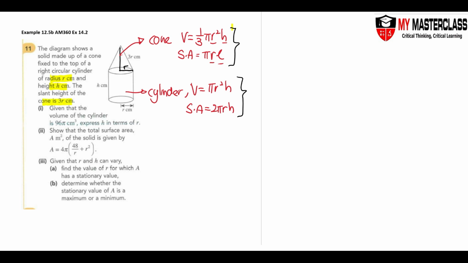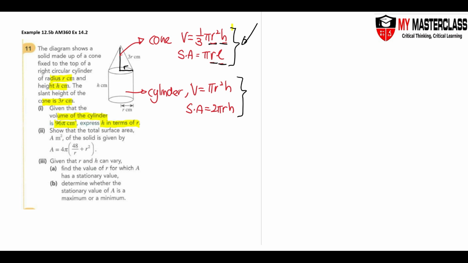Next, they tell you that the volume of the cylinder is 96π. Why do they tell you this piece of information? It's so that you can make H in terms of R. You look at all the formulas over here. The right side has R and H, R and L. You cannot differentiate when there are two variables on the right side.